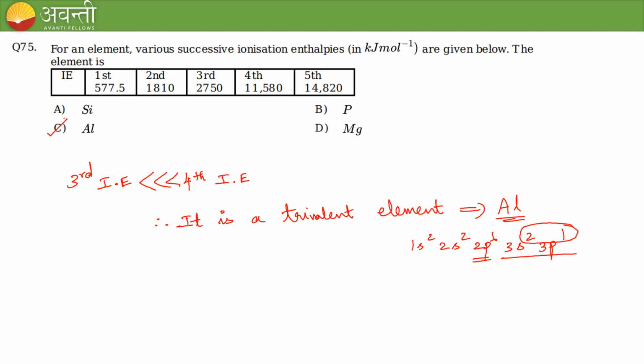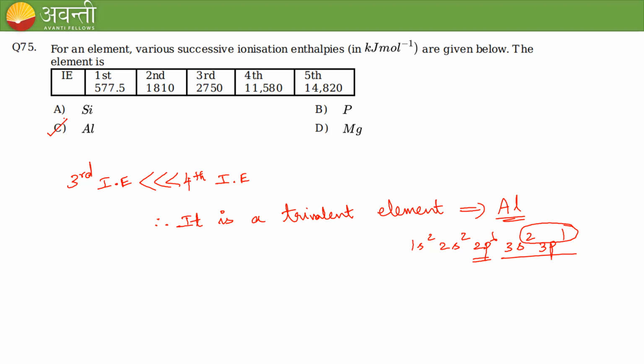Okay, for silicon, the number of valence electrons is 4. So the 4th ionization energy value will not be that high. And for phosphorus, we have a 3s2, 3p3 configuration. So we can easily remove the 4th electron from the 3s orbital for that.